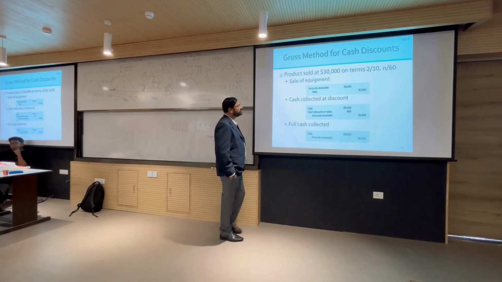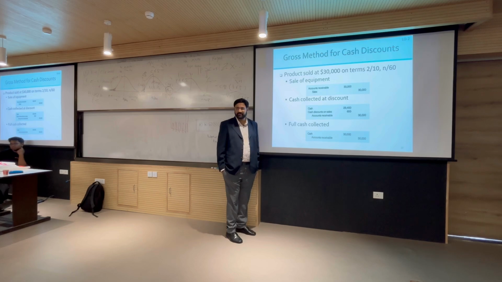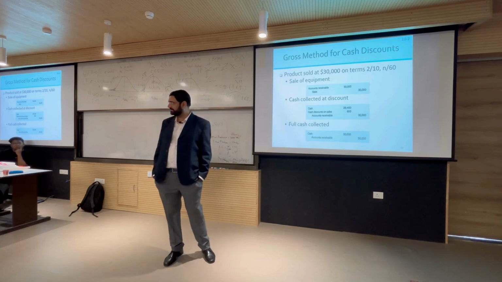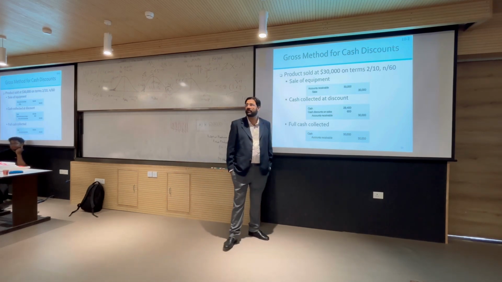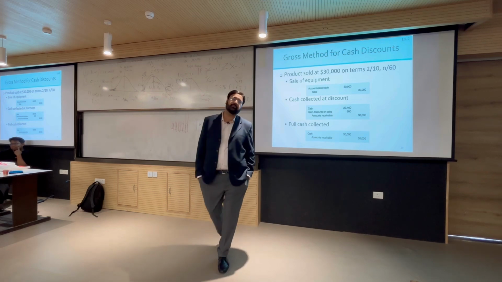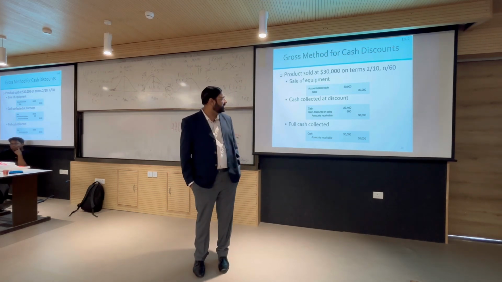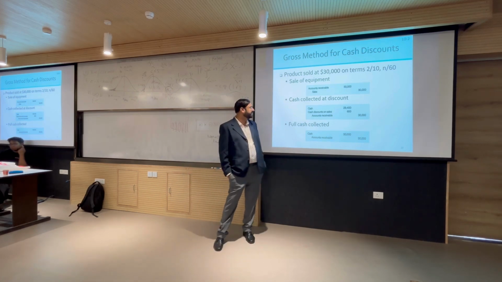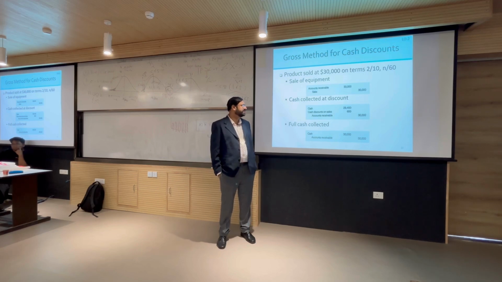Product sold at 30,000 on terms 2 by 10, n by 60. So, normally 60 days, and what is 2 by 10? 2% if paid within 10 days, right. So, we sold for how much? 30,000. So, what is the accounting entry for the sale of equipment of 30,000? AR to sales, right. AR to sales, how much? 30,000. And then cash is collected, this is called the gross method, cash is collected at a discount.